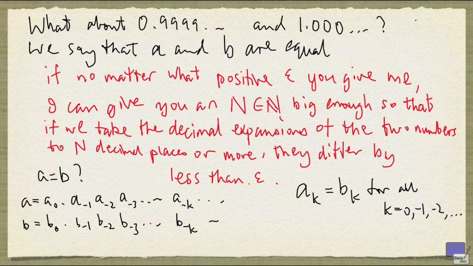Now, clearly, if all the digits are the same, then this definition will definitely regard them as equal. But what about 0.99999 and 1.00000? The thing is, if you take n decimal places from 0.99999, the difference is going to be 10 to the minus n. So as n gets larger, the difference gets smaller, and it can be smaller than any positive value that you pick. And so, according to this definition, 0.99999 is the same as 1.00000.